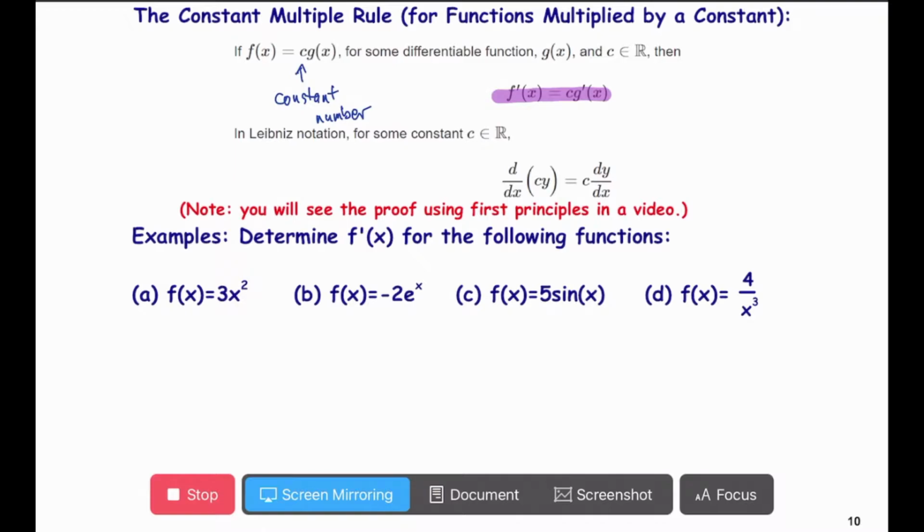All right, let's work through a few examples though. We're not going to prove it here; we're going to do that in that other video. We are just going to practice using it for now, and we are asked to determine f prime of x for the following functions.